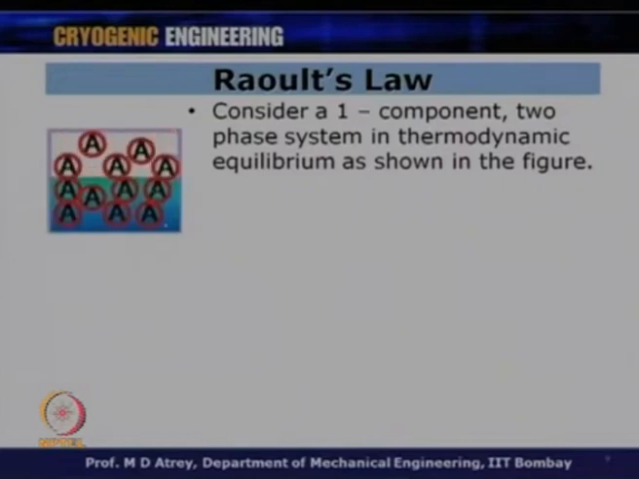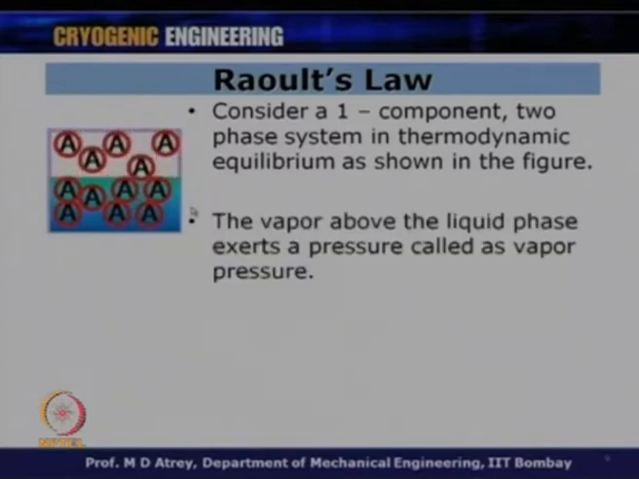So, again in an enclosure, we have a two-phase system. That means we have some liquid of component A, and above it some gas A. You will have some vapor pressure, basically some gas A above this liquid in the enclosure. So, what you have is a two-phase system in thermodynamic equilibrium, but it is a one-component system, not really a mixture, which has only A as the component. The vapor above the liquid phase exerts a pressure, and this is called the vapor pressure.